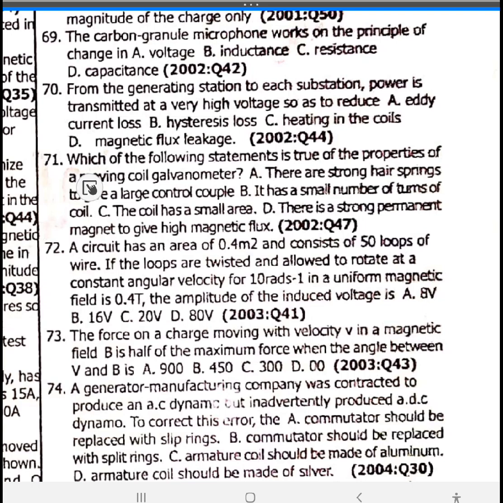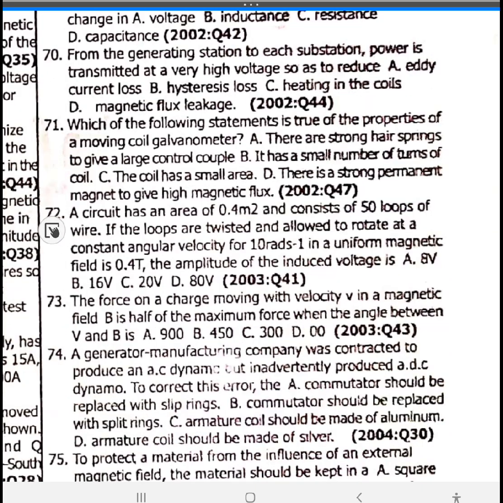Which of the following statements is true of the properties of a moving coil galvanometer? They have a strong hairspring to give a large control couple. Option A. 71 is option A. 72, a circuit, has a little bit of calculations there. Which of the following statements is true of the properties of a moving coil galvanometer? They have a strong hairspring to give a large control couple.